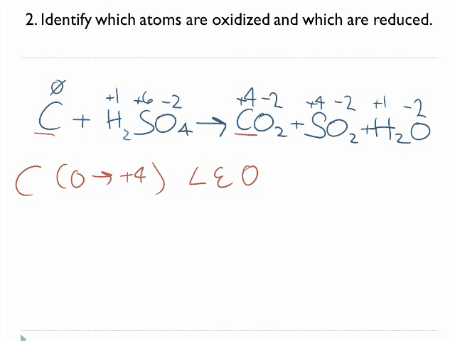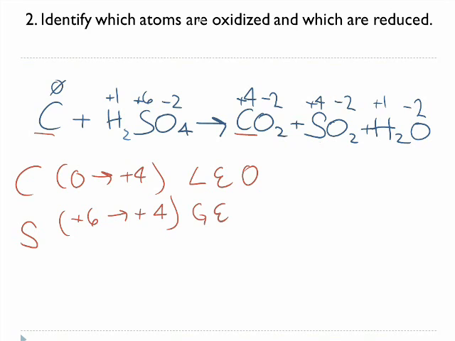Nothing happened with hydrogen, so that was not oxidized or reduced. Let's look at sulfur. Sulfur here is +6 on the reactants and +4. All right, so something happened there. Sulfur went from a +6 to a +4. Looks like to go to a smaller number, it must have been reduced.